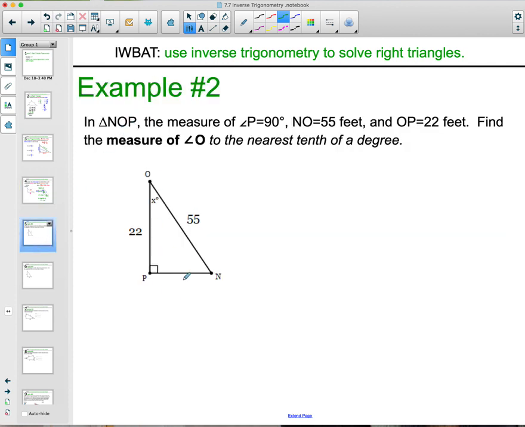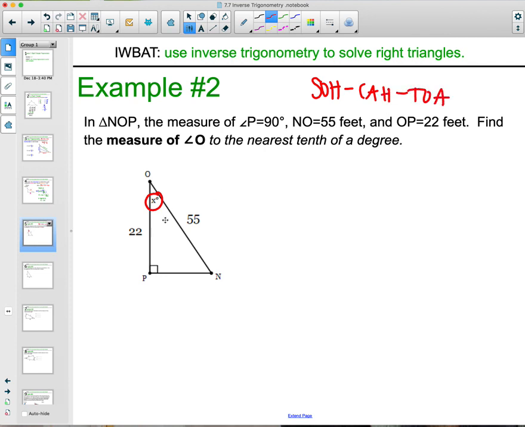Example 2, so take this triangle, it's giving you the measure of P is 90 and O is 55, OP is 22, so let's find the measure of angle O. So I'm still going to circle this angle. This is the angle in question, and we're going to look at SOH-CAH-TOA.